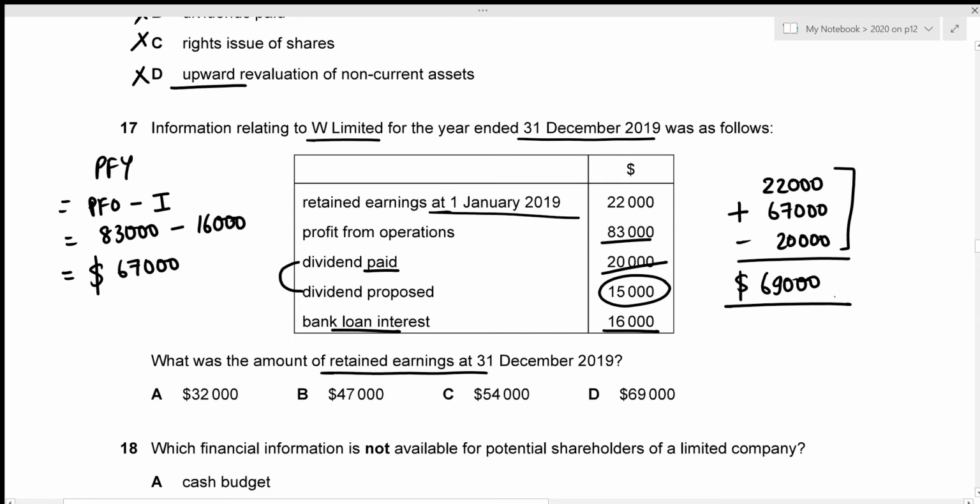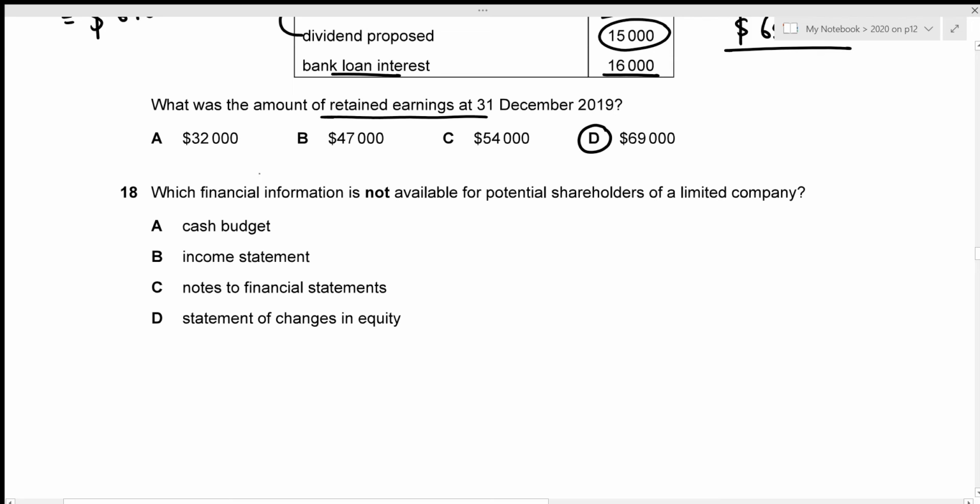And this value is given in option D, so that will be our correct answer. Now we can move towards question number 18. Which financial information is not available for potential shareholders of a limited company?